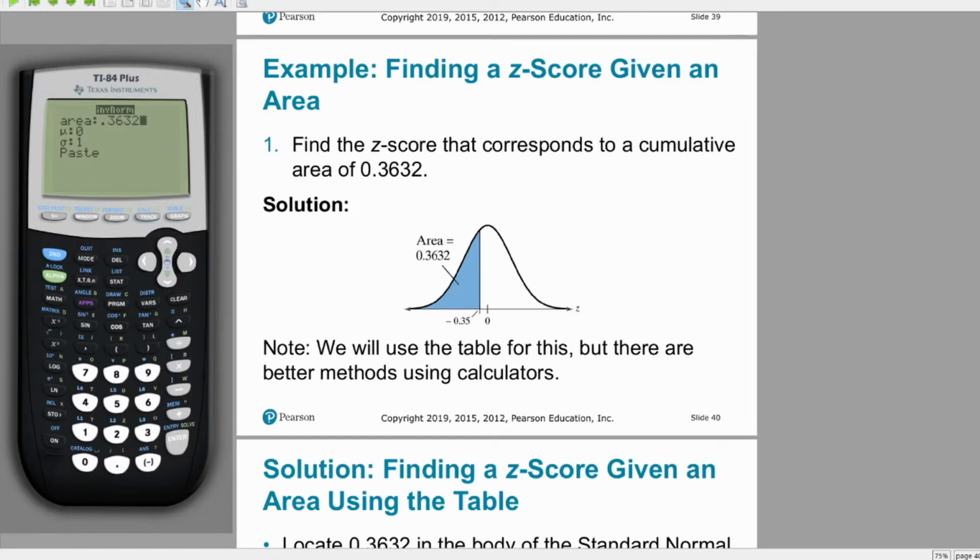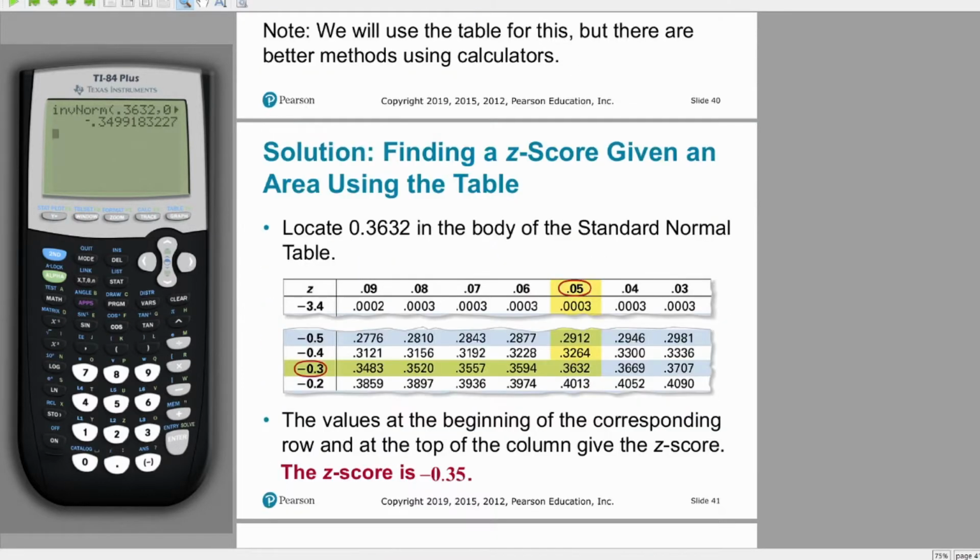0.3632. And we want a z-score, importantly here, where because we want a z-score, that means we want the mean mu to be 0 and the standard deviation sigma to be 1. Paste that. If you don't have that menu popping up, you do inverse normal 0.3632, comma 0, comma 1. Run that number, and we get our z-score approximately.